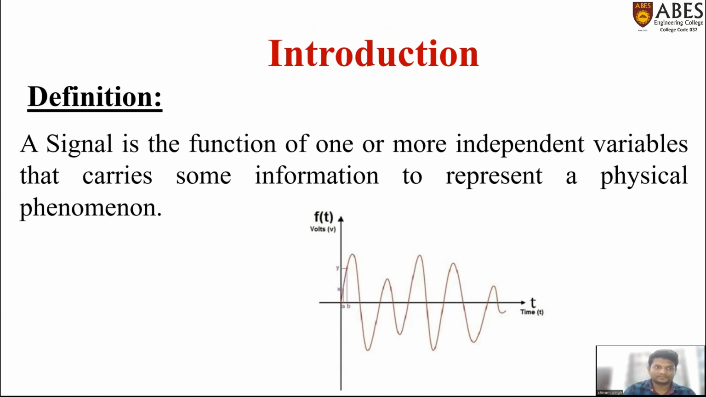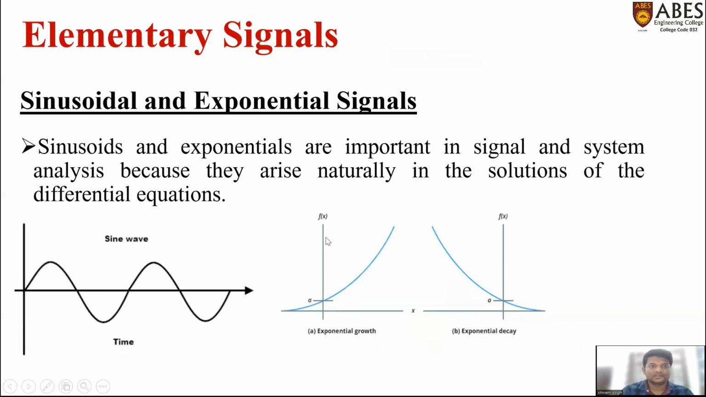So, the basic definition: a signal is a function of one or more independent variables that carries some information to represent a physical phenomenon. You can better understand with the help of this diagram shown here. Here the information is given in terms of amplitude. You can see f of t is the amplitude and t is the time. So the signal's amplitude is varying with respect to time. Means as the time changes, the amplitude also changes. Amplitude is in terms of volts, you can see.